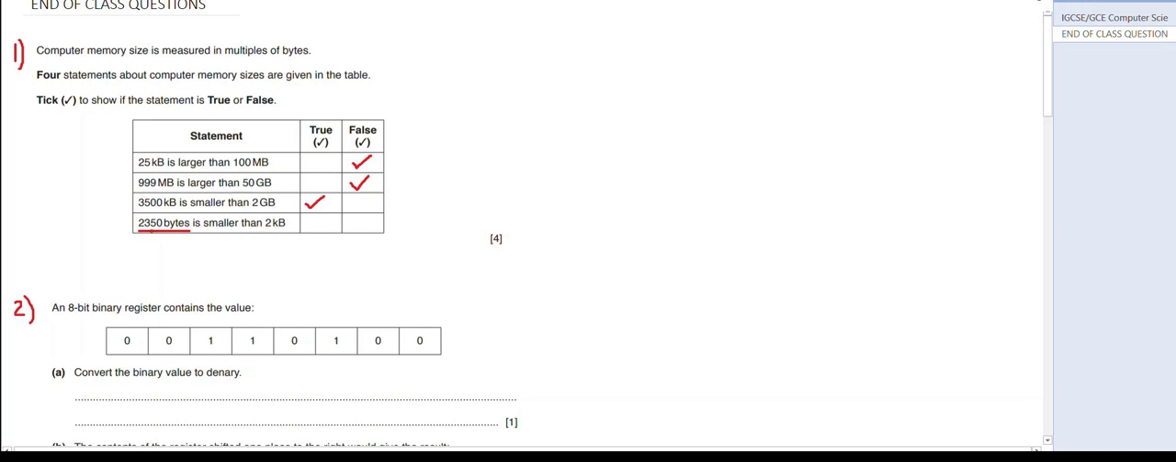2.350 kilobytes. This means, what does 2350 bytes mean? This means 2.35 kilobyte. So now read it like this. 2.35 KB is smaller than 2 KB. No, that's false, right? So this is how you solve these conversion questions, right? This is very important. Now, this was worth 4 marks.